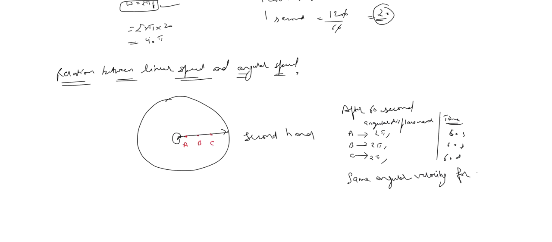But in these 60 seconds, if I talk about the distance covered, particle A started from this point and has covered this much circle. Particle B has covered this circle and C was moving in this circle. Now, if I ask you about the distance covered by these particles, is the distance covered by this particle same? Linear distance?